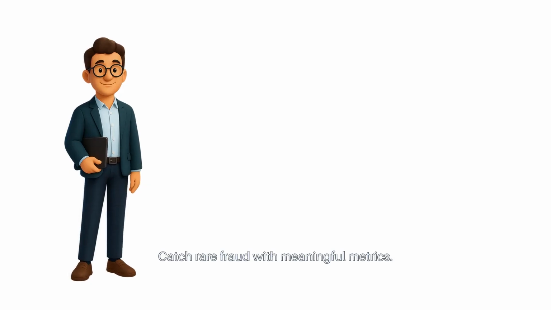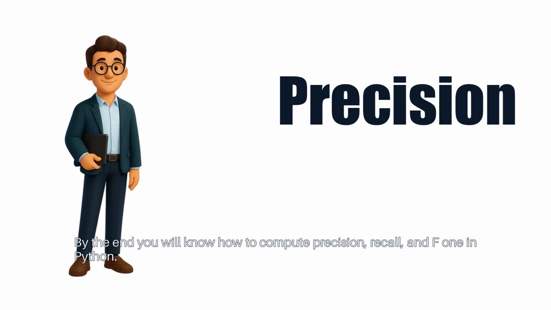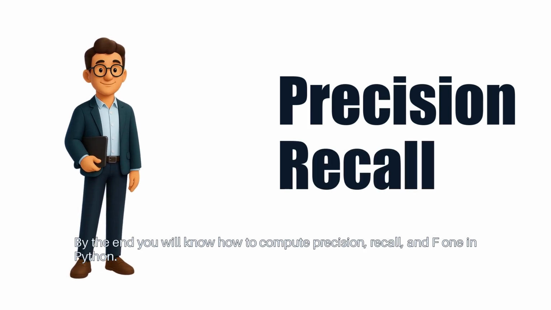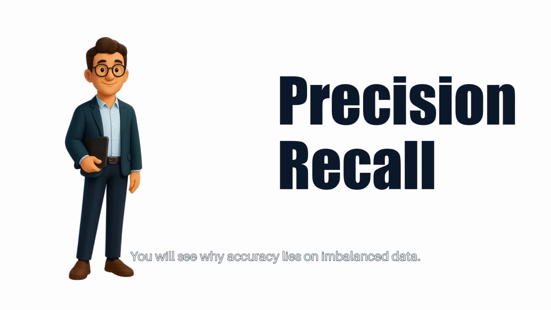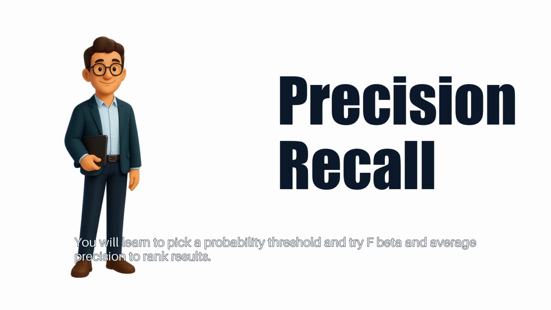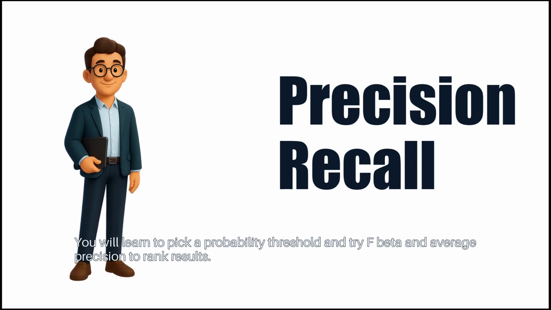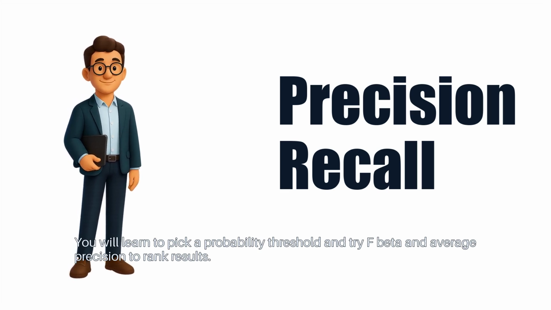Catch rare fraud with meaningful metrics. By the end, you will know how to compute precision, recall, and F1 in Python. You will see why accuracy lies on imbalanced data. You will learn to pick a probability threshold and try F-beta and average precision to rank results.